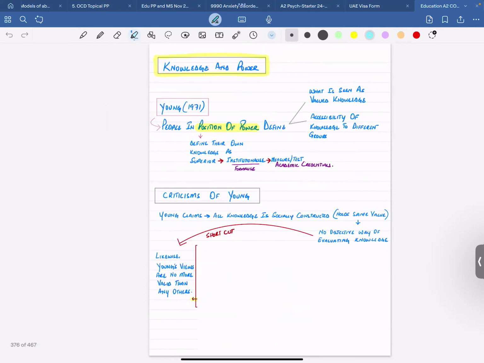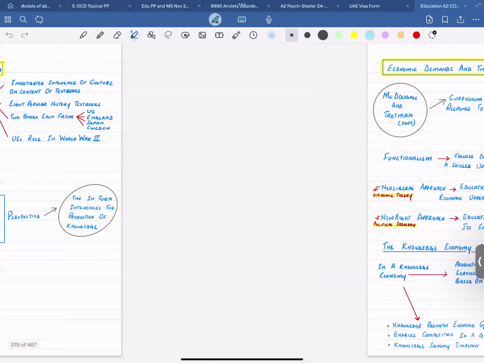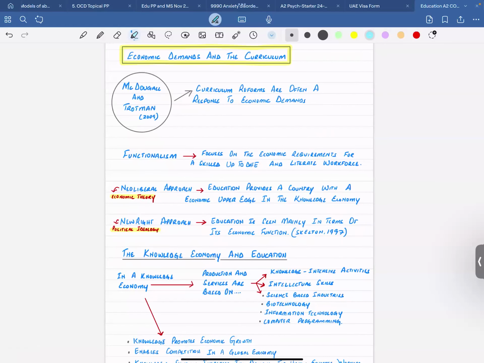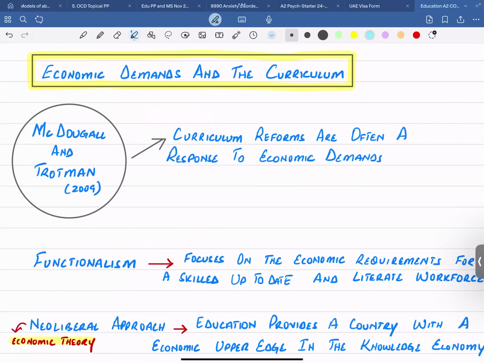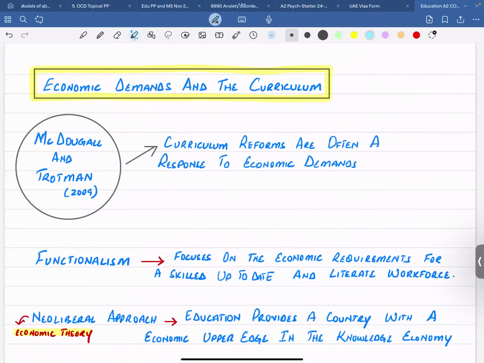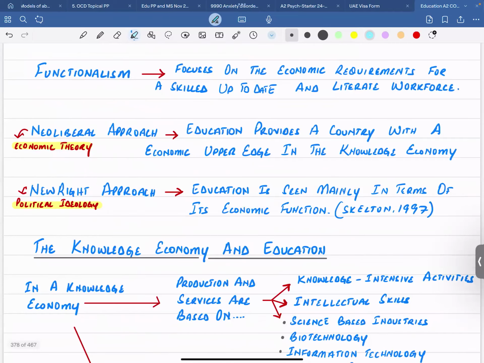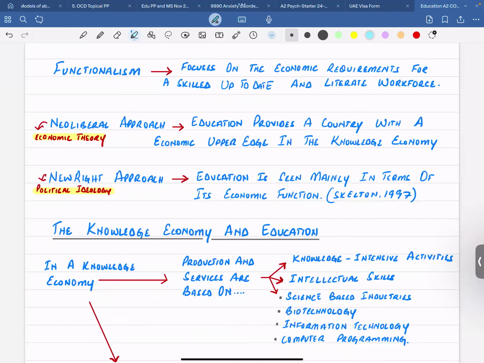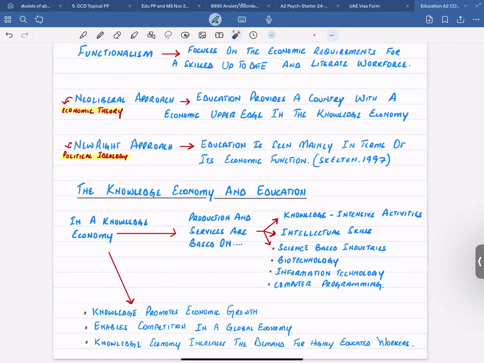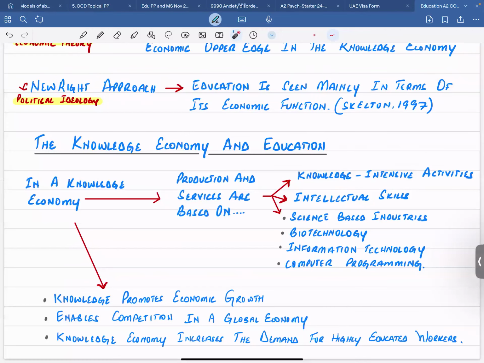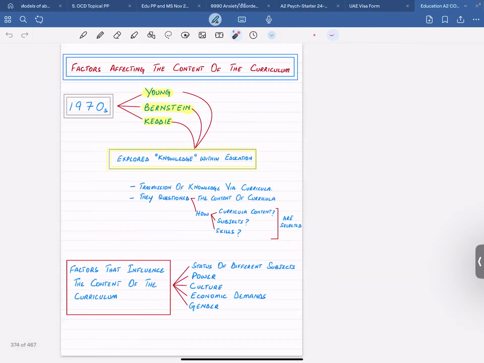So, the economic demands and the curriculum. According to McDougall and Trotman in 2009, curriculum reforms are often a response to economic demands. So you're talking about how the curriculum changes because of the demands of the economy and not to benefit any particular social class. In support of this, according to functionalists, the focus is on the economic requirements for a skilled, up-to-date, and literate workforce. You could write down about the neoliberal approach and the new right approach. This is what could possibly be used in your answer.